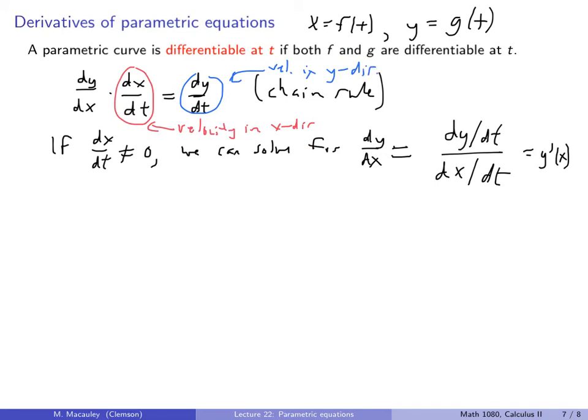So, when is the velocity in the x direction 0? Suppose your ant is moving along. What's going to cause that to be 0? Notice that if he ever has to turn around and go backwards, there's going to be that sum.